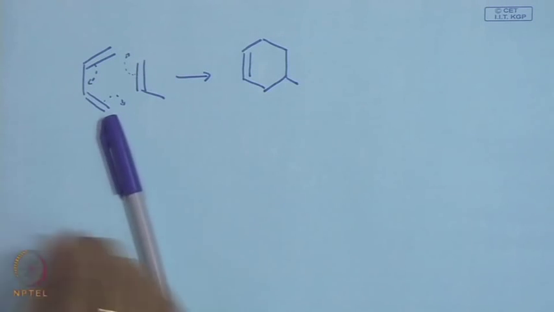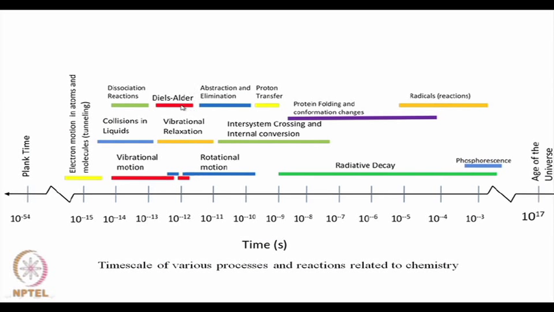Diels-Alder is close to vibrational relaxation, time-wise. It is also falling in between vibrational and rotational. It is of the order of 10 to the minus 13 to a little less than 10 to the power minus 11.